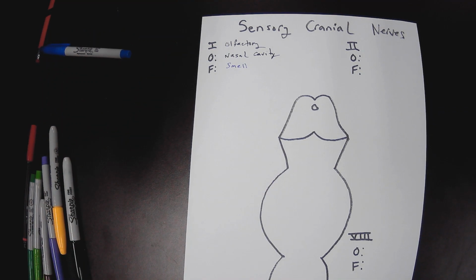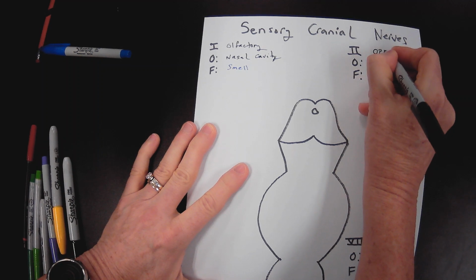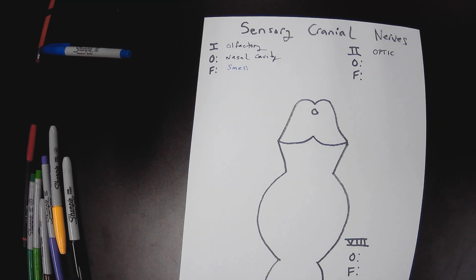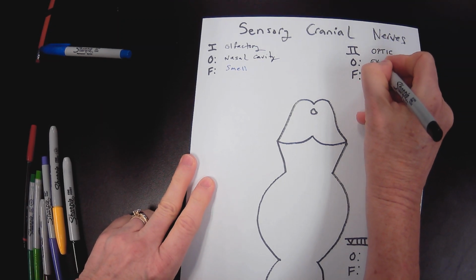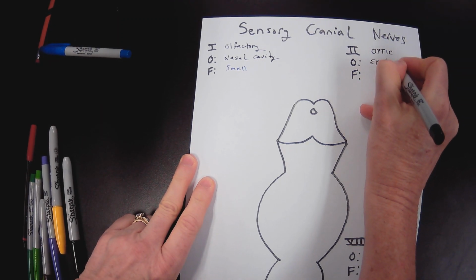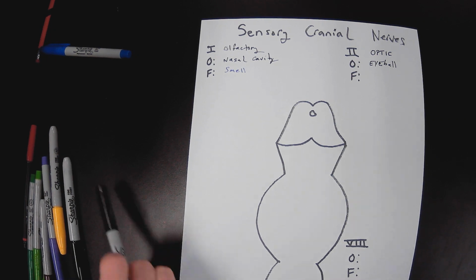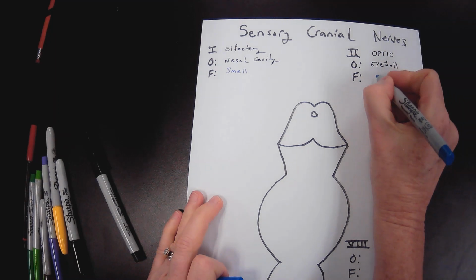Second cranial nerve. It's going to be your optic nerve. And where does the optic nerve originate? Retina, eyeball. Let's make it easy. We'll talk more about the retina when we cover it, but in general, it comes out of your eyeball, exiting out to the back. It has one very specific function. The function of the optic nerve is vision.